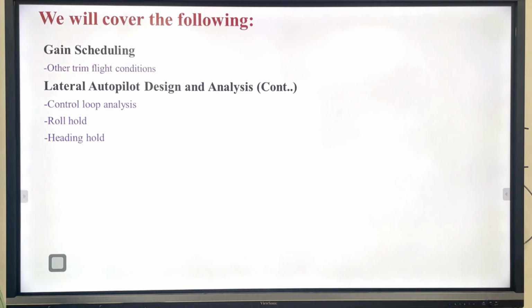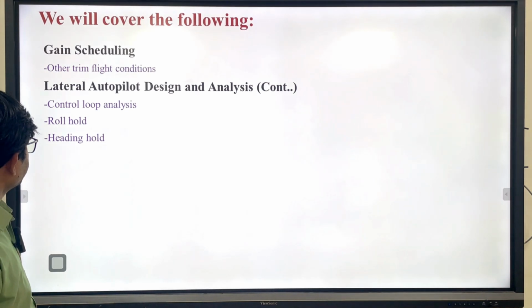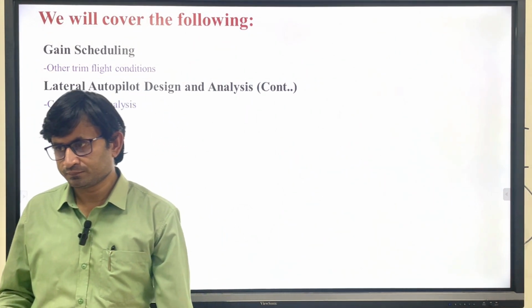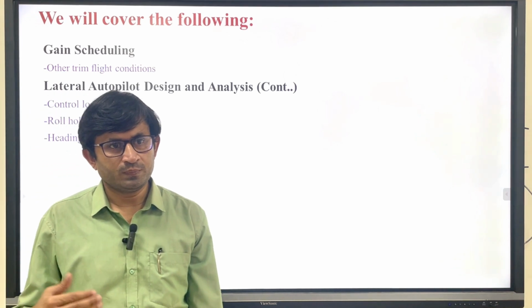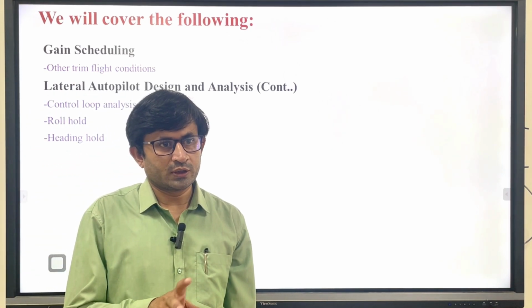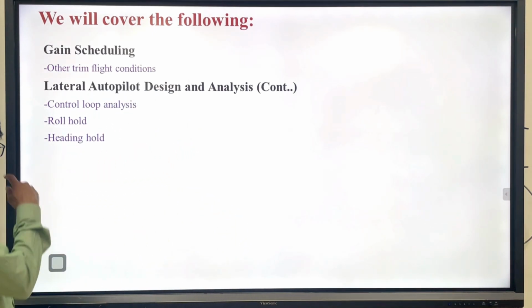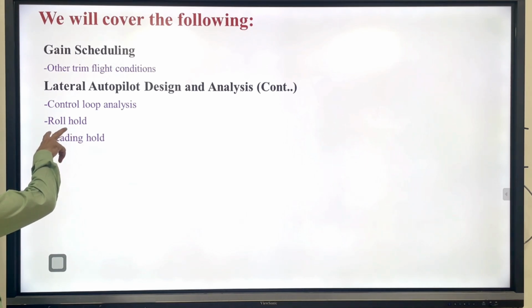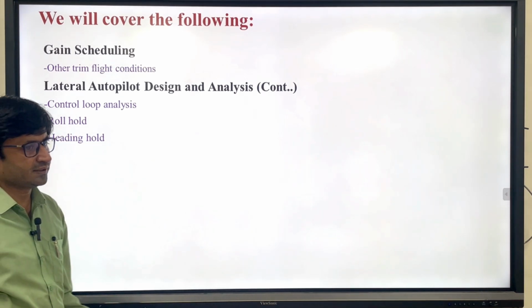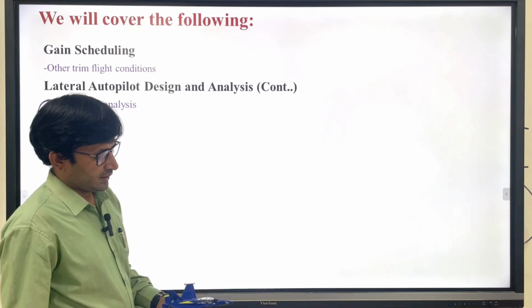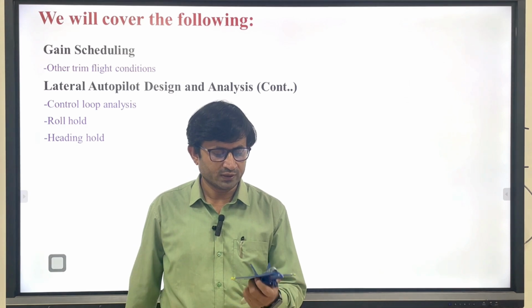In lateral autopilot design and analysis, today we will try to analyze the roll control loop in more detail. That means these two controls, roll hold and heading hold, we will analyze, and the most inner loop also, that means the rate loop.